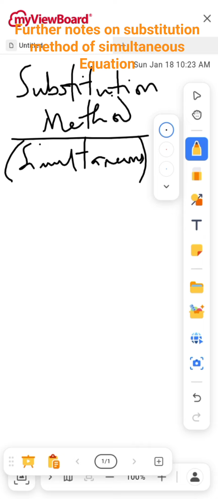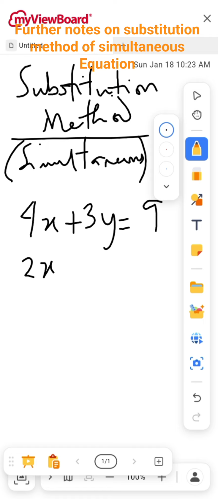So what if you have a question in which none of them has the coefficient equal to 1? Like the example that I have on my screen here, we have 4x plus 3y equals 9, 2x plus 5y equals 15, and we are asked to use substitution method. How do we go about this?